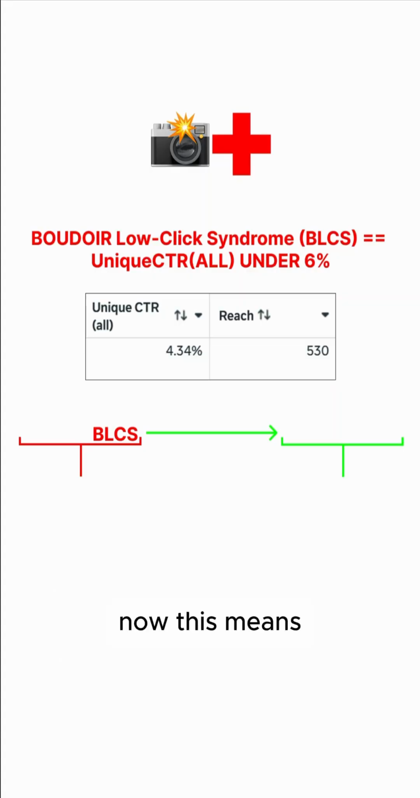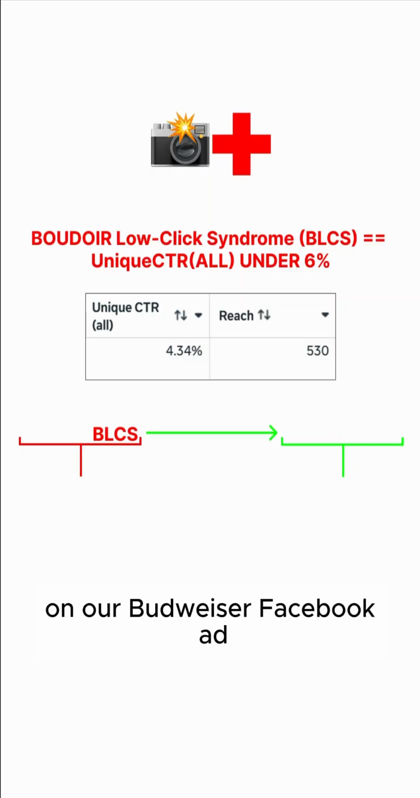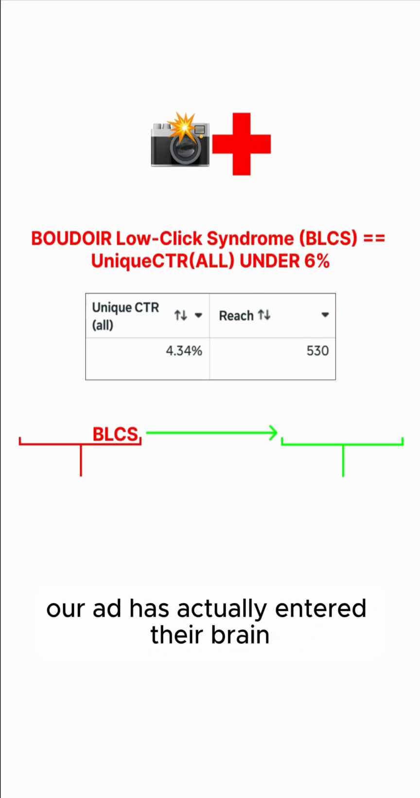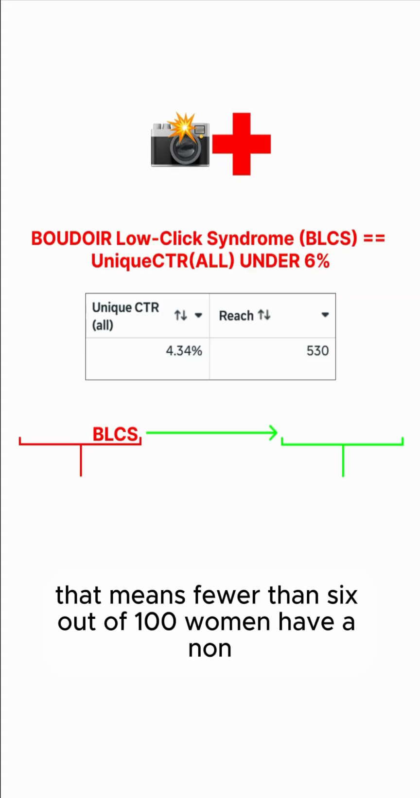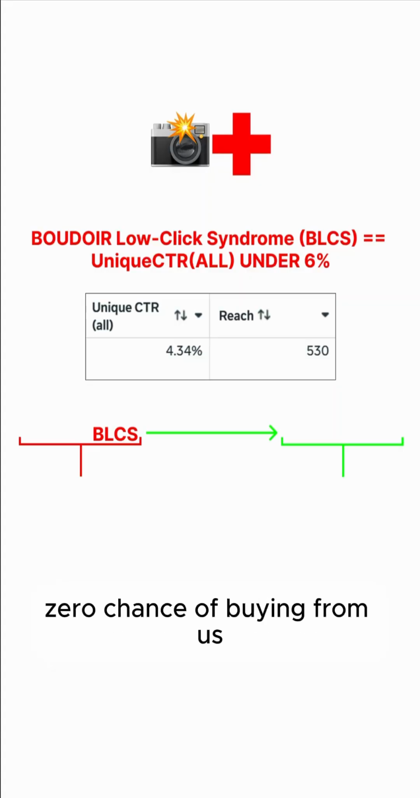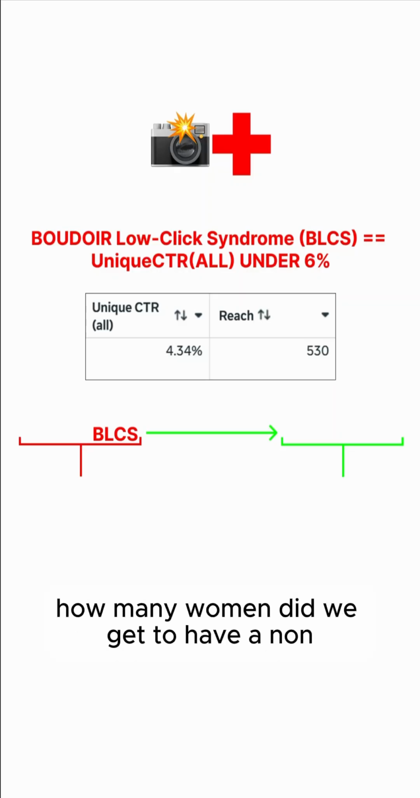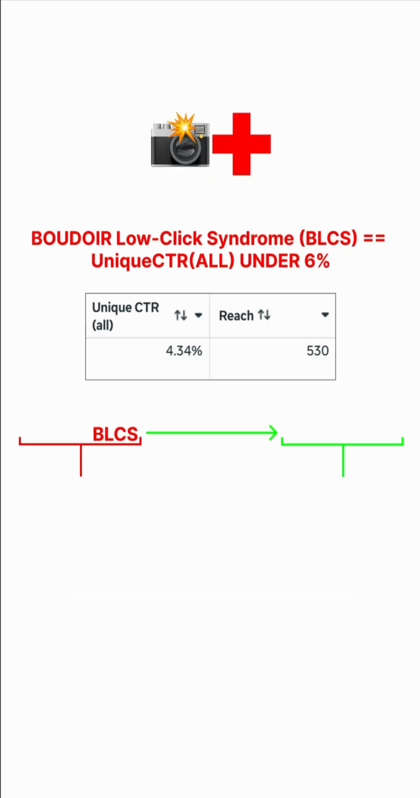Now, this means fewer than 6 out of 100 women are clicking somewhere on our boudoir Facebook ad, which means if fewer than 6 out of 100 women click, our ad has actually entered their brain. And the final thing we're actually looking for is that fewer than 6 out of 100 women have a non-zero chance of buying from us. So unique CTR all is basically how many women out of 100 did we get to have a non-zero chance of buying from us. That's literally what it is.